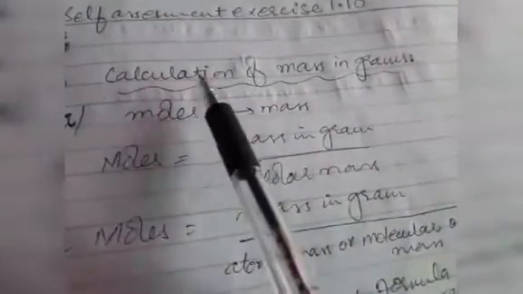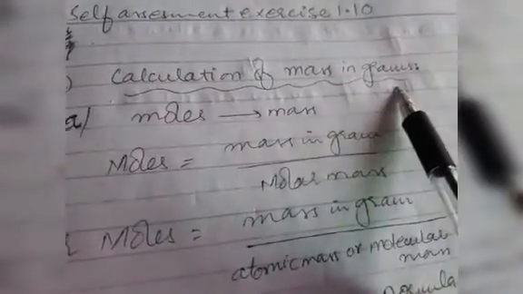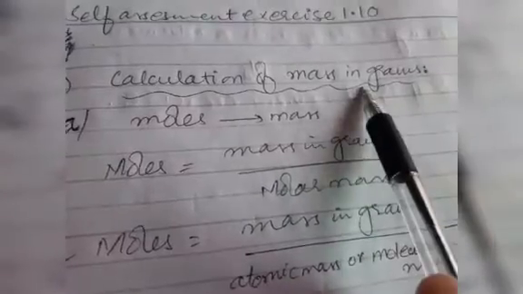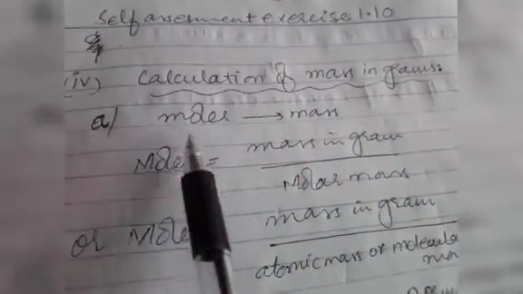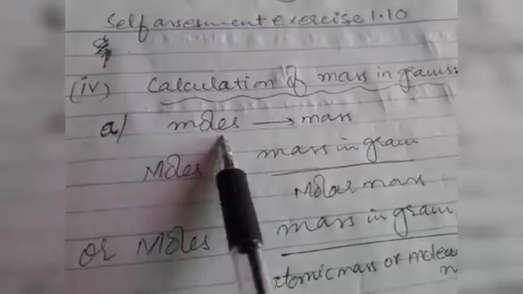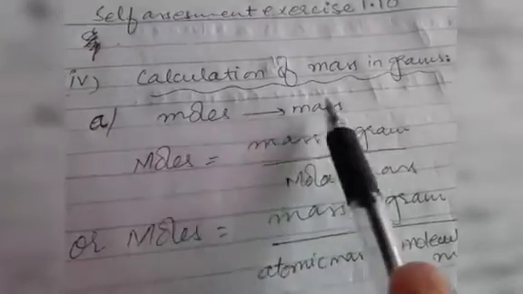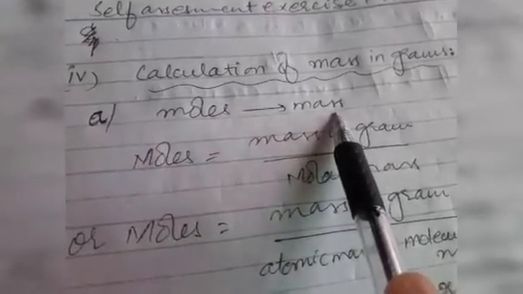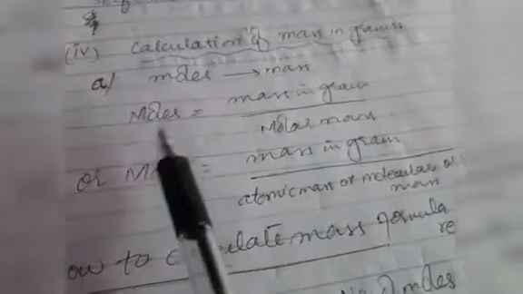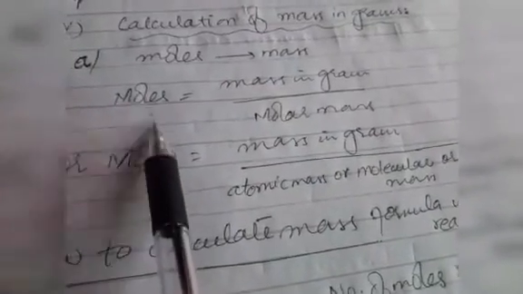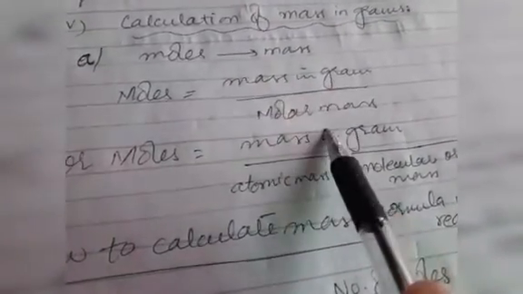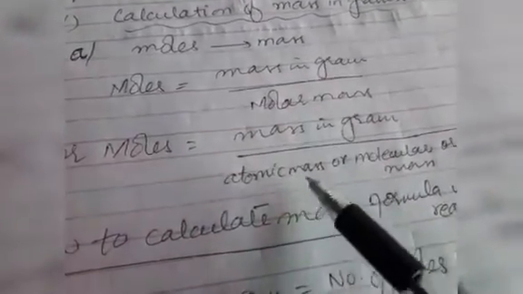Now self-assessment exercise 1.10 will be done by using this formula. Next type of calculation is calculation of mass in grams. You have to calculate mass in gram. Now it can be calculated from number of moles. That is, in the question you are provided with number of moles and you have to calculate mass. So which formula will we use? Now we have already studied moles is equal to mass in gram over molar mass, where molar mass can be atomic mass, molecular mass, or formula mass.